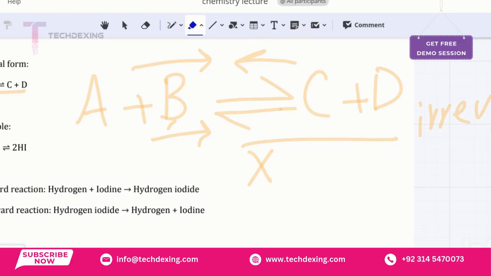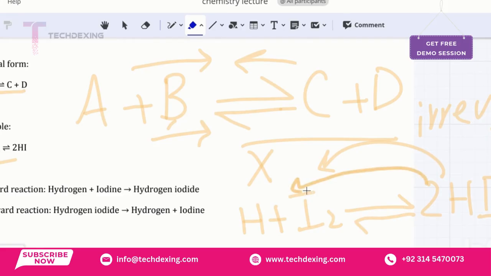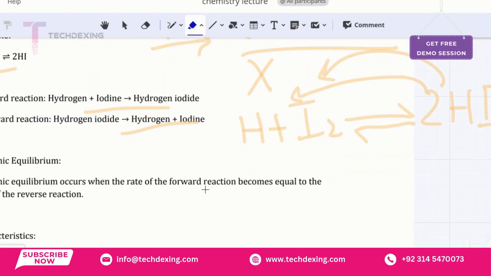For example, hydrogen plus iodine. When you mix hydrogen and iodine, you convert them into hydrogen iodide. That is the forward reaction. But again, hydrogen iodide converts back into hydrogen and iodine. That is the reverse reaction, in which we are converting back. Not only are reactants converting into products, but products are also converting back into the reactants.